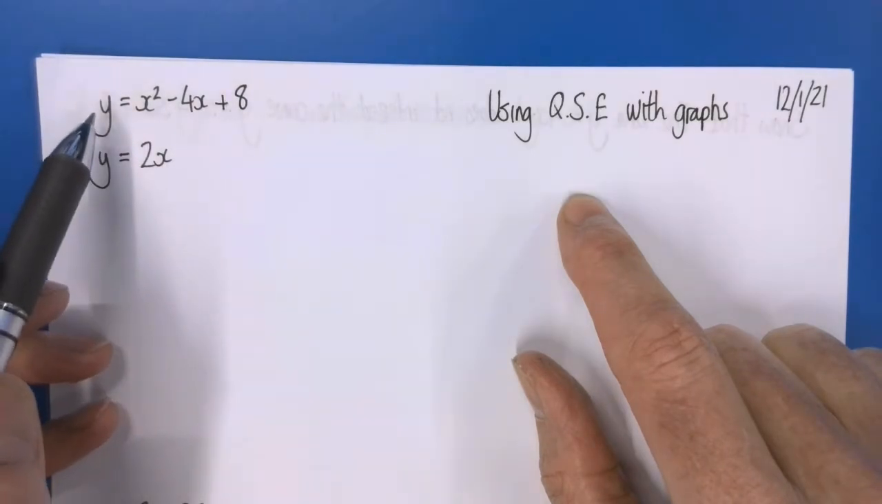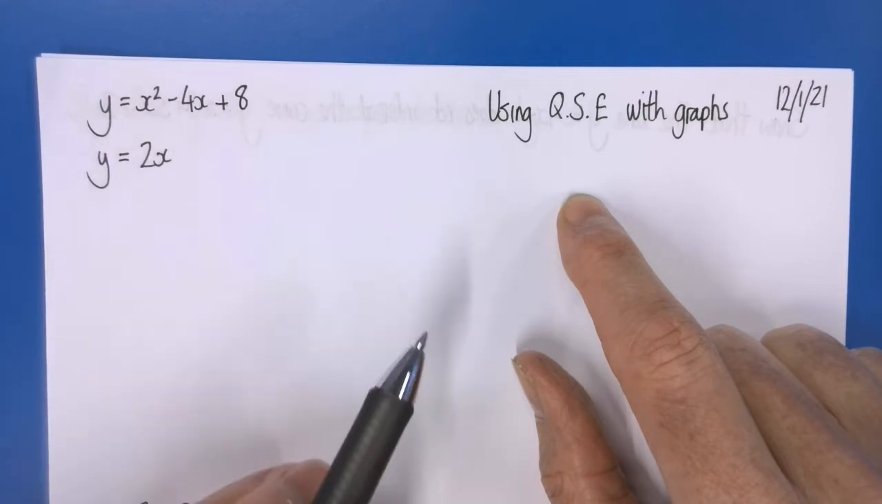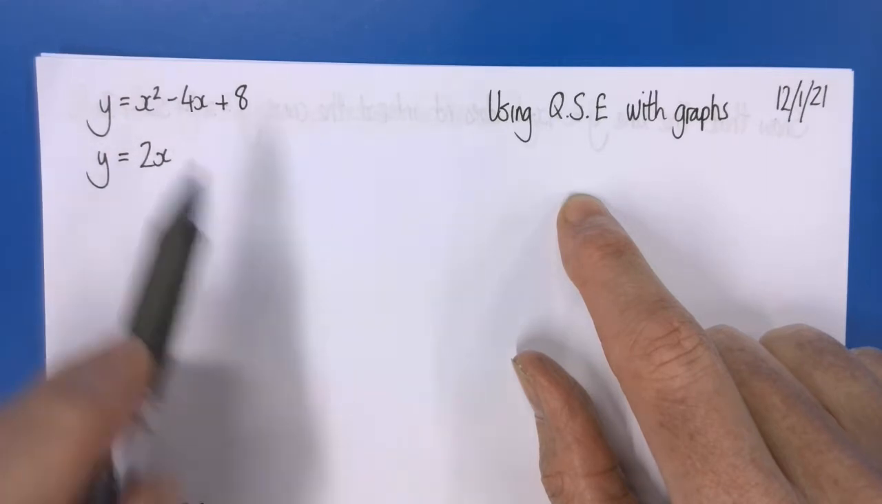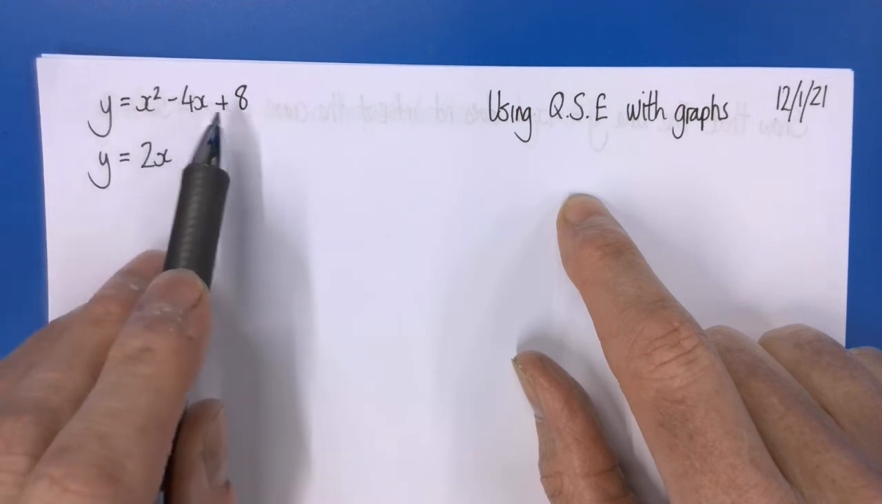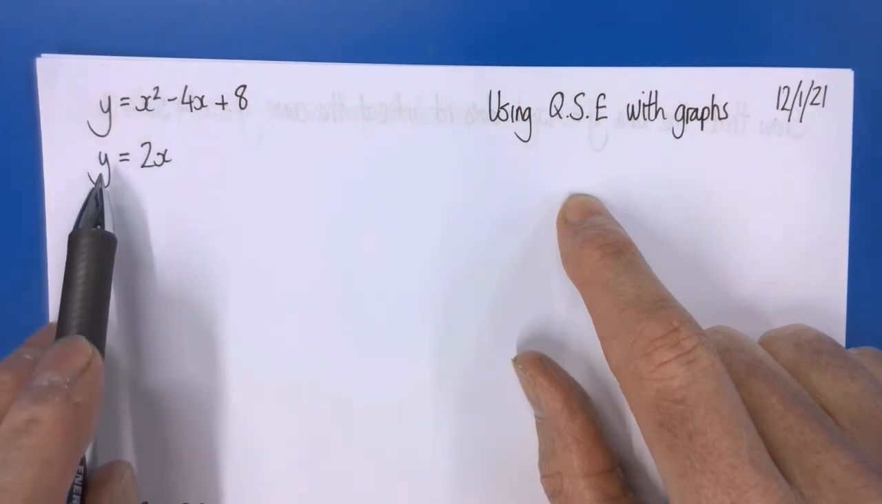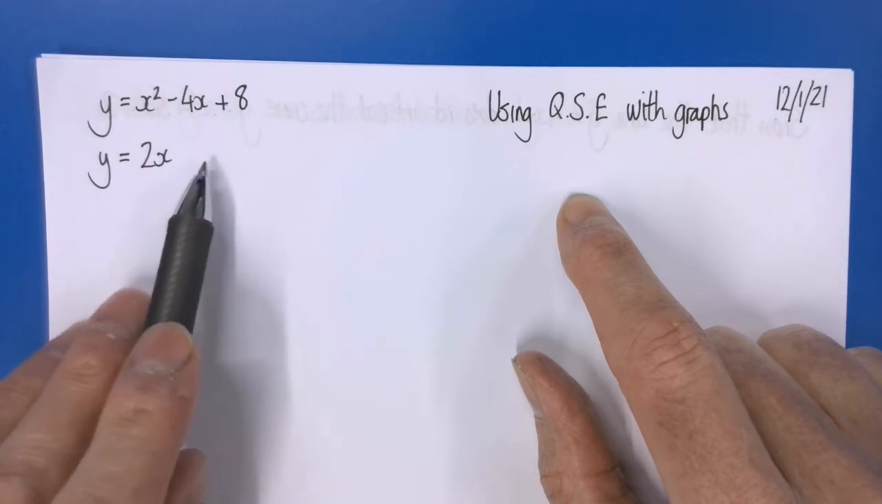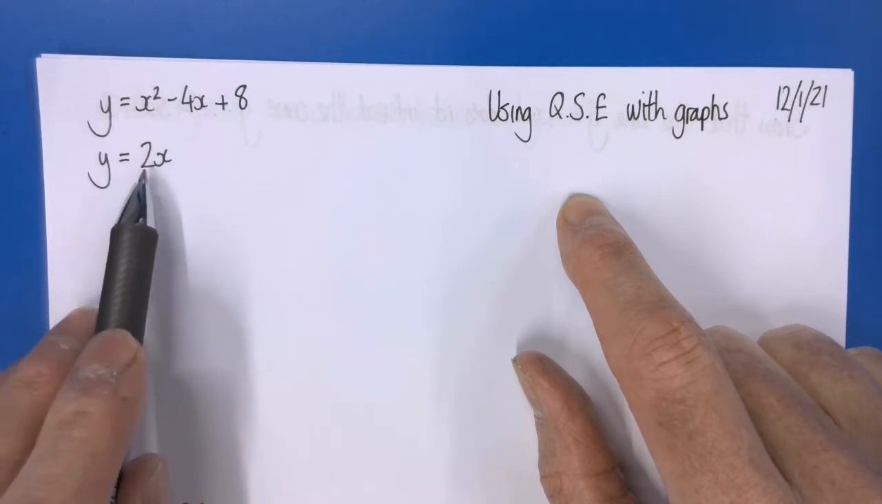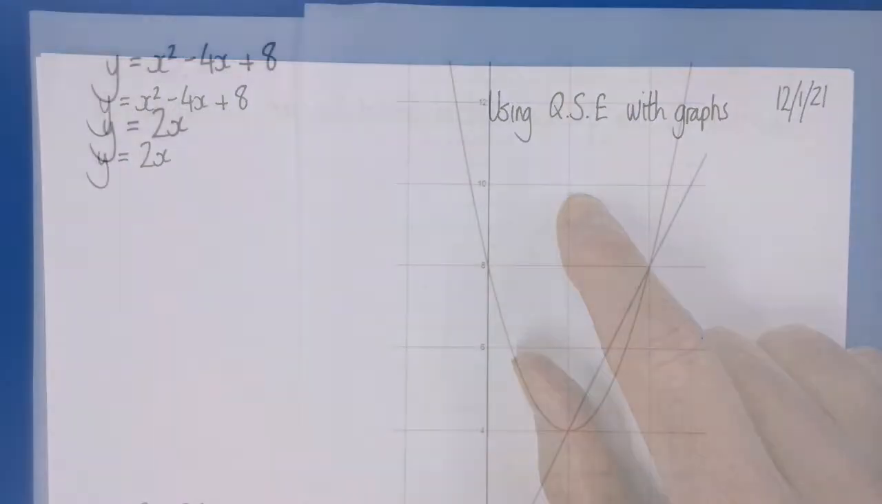them as functions rather than equations, and if we plotted the graph of these two functions, I hope you'd realise that this is a quadratic, so this is going to be a parabola, and this is a straight line. y equals 2x hasn't got a plus anything, so it goes through 0 on the y-axis and has a gradient of 2.